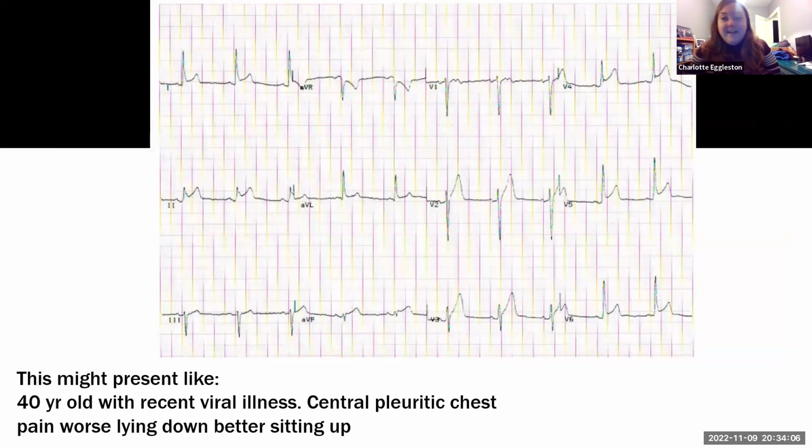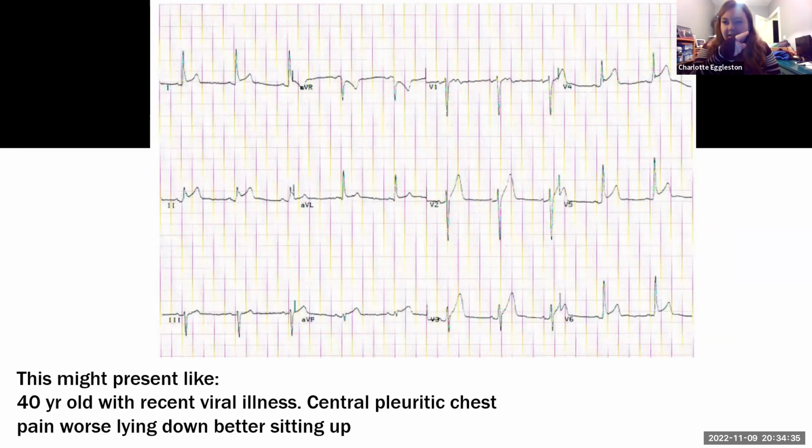Now again, if you get an exam question like a 40-year-old with recent viral illness who has central pleuritic chest pain, which is worse lying down and better sitting up, and you get this ECG, you can probably see, it's not a brilliant trace to be honest, that 1, 2, where else is it obvious? 1, 2, V2, V3, V4, V5, V6, you have got some ST elevation there. It's not a brilliant trace, so you can't see it in every lead.